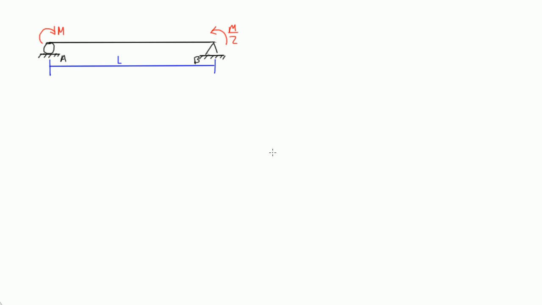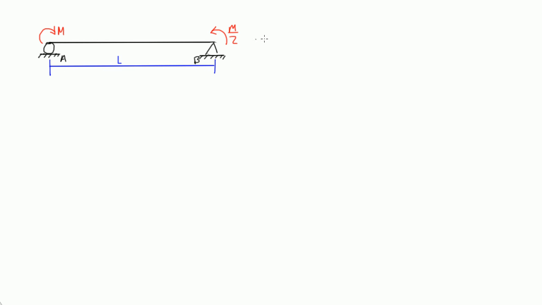Alright, welcome to another example for our double integration method. Here we have a simply supported beam with a roller here at A, a pin here at B. The span is of length L, and then there's two external moments being applied. There's a moment M going clockwise here at the roller A, and then there's a moment M/2 going counterclockwise here at B, at the pin.